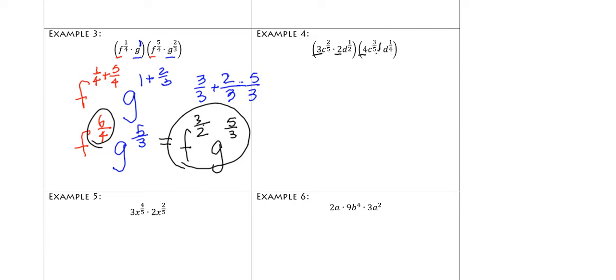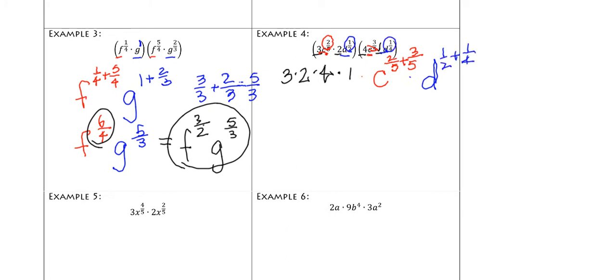For example 4, we have these coefficients. There's a coefficient of 1 in front of the b. So I'm going to pull all those coefficients out here in front and multiply them together. Then I look for common bases. I see c and a c. So I'm going to have a multiply by c, and I add the exponents. 2 this plus 3 this. And then I have d and d, so multiply by d. We add the exponents, so 1/2 plus 1/4.